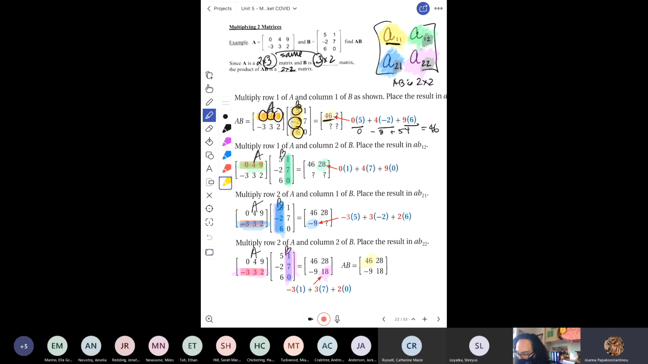Now let's do the same process, but let's look at the 1, 2 position. First row, second column. Multiply, multiply, multiply, add those products. 0 plus 28 plus 0 gives me that 28.